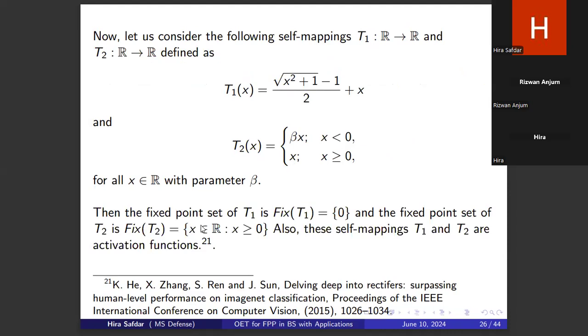So the fixed point set of T1 is Fix(T1) = {0}, and the fixed set of T2, Fix(T2), contains all the x which are greater than 0. Also, these mappings T1 and T2 are activation functions, as we see in this paper.